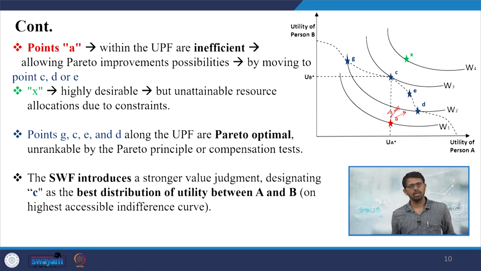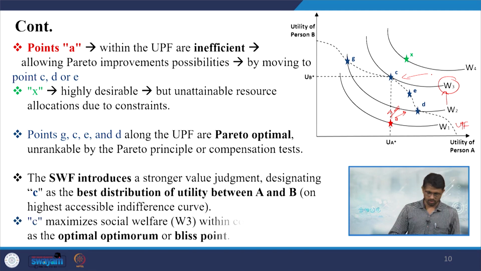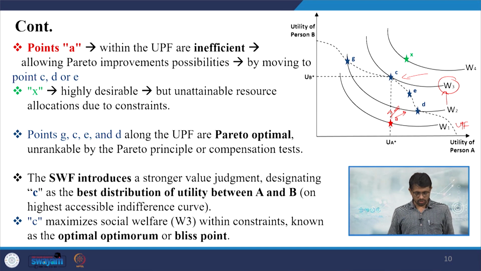The SWF, or the social welfare function, introduces a stronger value judgment, designating C here, you can just have a check, C as the best distribution of utility between A and B, that is the highest accessible indifference curve. Because of this we are on the UPF, we are also attaining the highest possible welfare level. Hence, C is also known as optimum optimorum or bliss point.